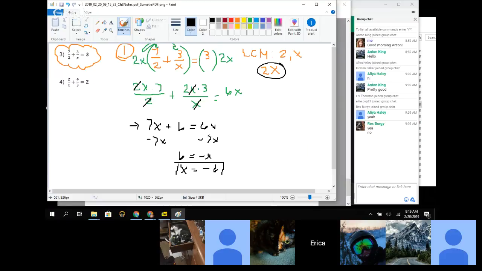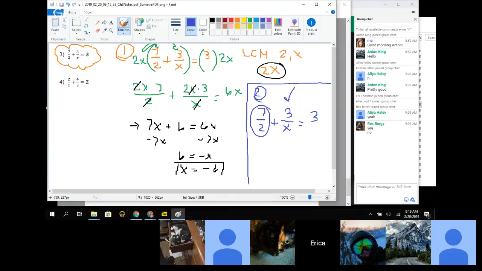Okay, here's option 2. Sometimes you don't get option 1 and option 2, but for this particular problem, there is an option 2. Okay, so option 2 is I have 7 over 2 plus 3 over x equals 3. I know I have this 3 over x. I'm going to kind of leave that alone. But I notice here that 7 over 2 is just a number, right? 7 over 2 is 3.5.